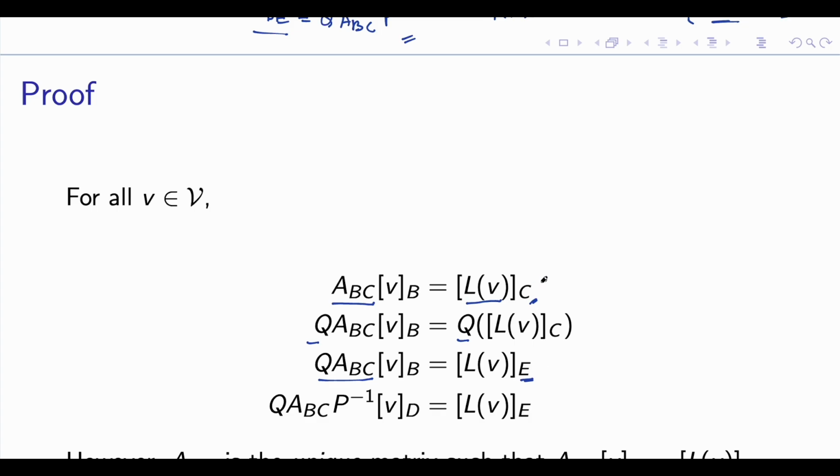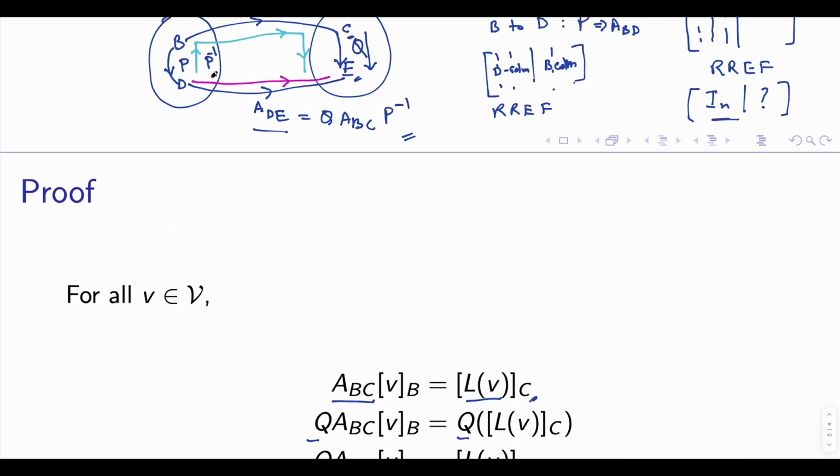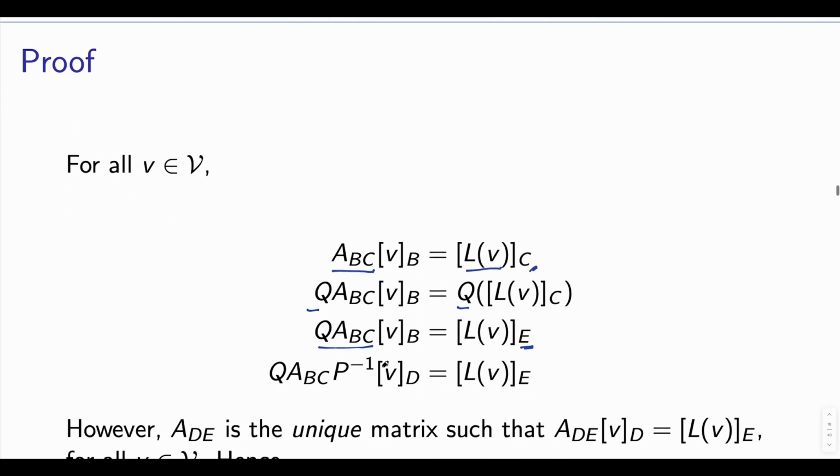Because Q is a transformation from C to E. Okay, and then if we post multiply by P inverse, what happens is that B will change to D coordinatization, so here is D coordinatization, and this is going to be E coordinatization.